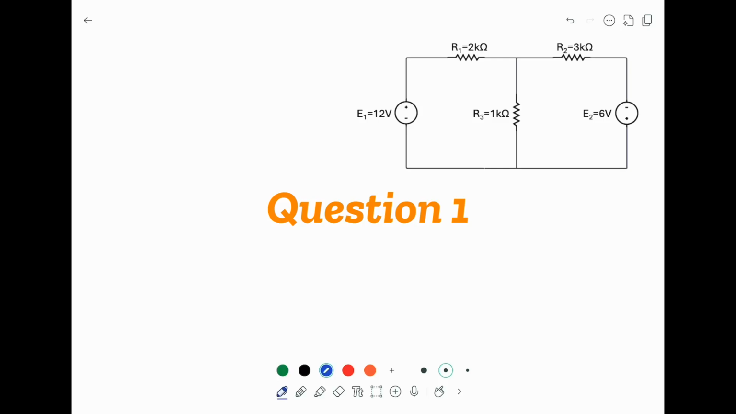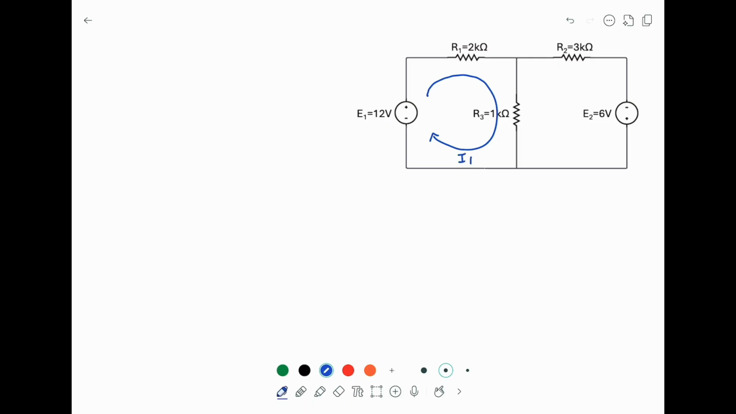In mesh analysis, we assume a mesh current running through a loop. You can draw this current clockwise or counterclockwise. I decided to draw this one clockwise, and this is mesh current I1. This loop is loop 1. Now remember, the mesh current doesn't mean the physical current. We'll find out the physical current a little bit later.